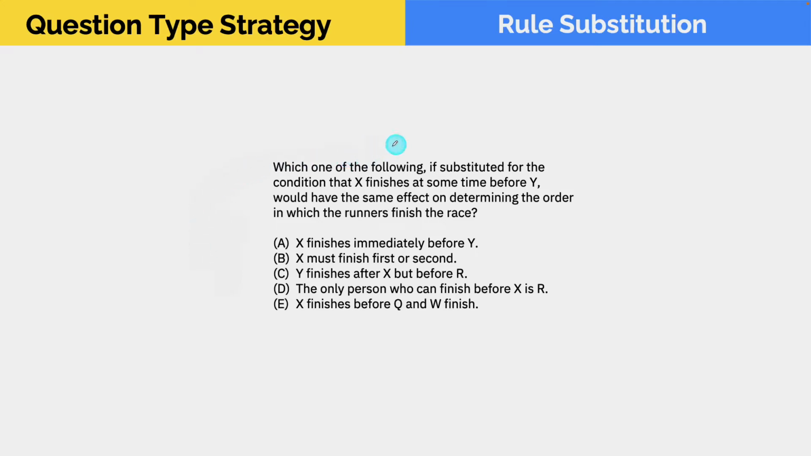Beginning with Prep Test 57, we started to see a new kind of question, and it's a question that a lot of people think of as a rule substitution question because it's asking us to find an answer that would act as a perfect substitute for one of the original rules. And this is typically how it would be asked. Which of the following, if substituted for an existing condition, an original rule, would have the same effect in determining the order? In this video, I want to break down the logic behind how to solve this kind of question.